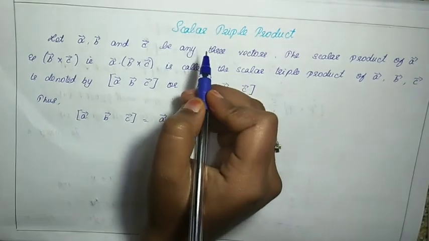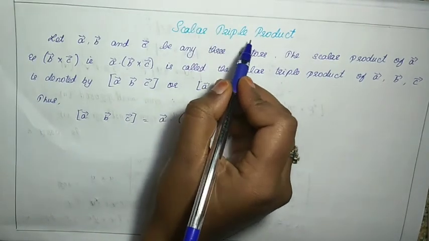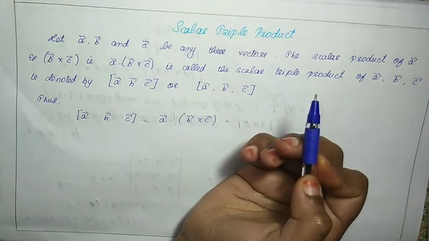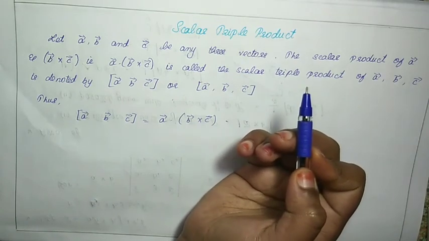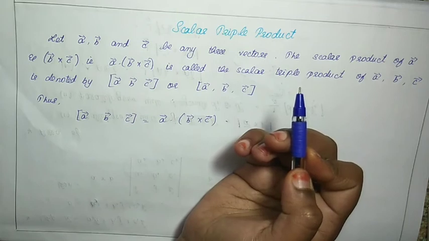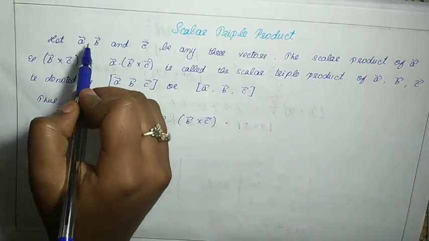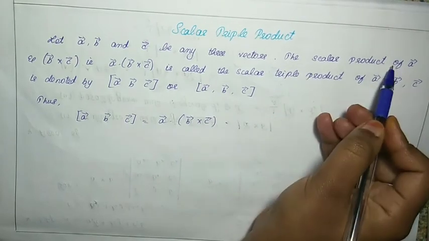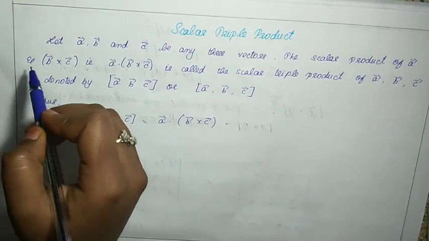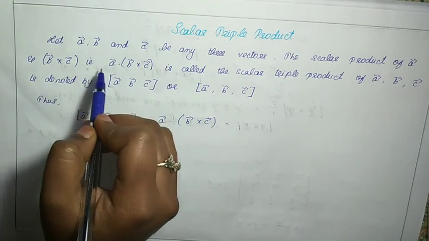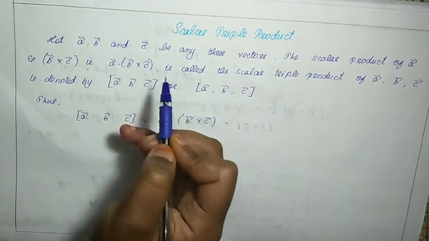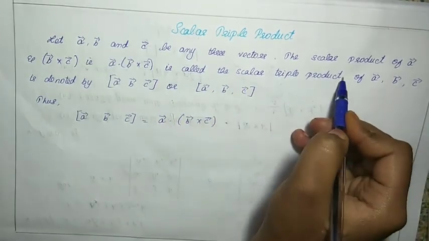The last topic in this chapter is the scalar triple product. Till now we were learning about only two vectors. So now we are going to learn about three vectors. Okay, so let A vector, B vector, and C vector be any three vectors. The scalar product of A vector and B vector cross C vector, that is A vector dot B vector cross C vector, is called the scalar triple product.